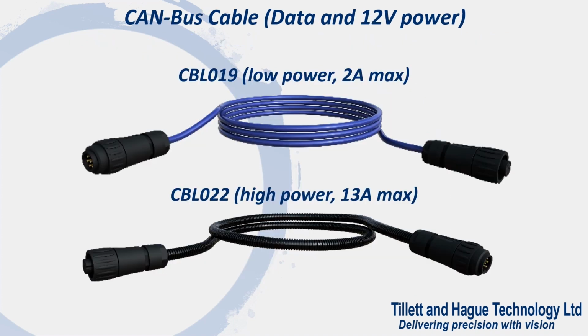To connect most CAN bus devices, you'll need a CAN cable like this. It includes both data lines and 12 volt power and is available with 2 alternative gauges of power core. The low power version is intended to just drive electronic devices, for example a condition monitoring board, and the high power version has sufficient capacity to drive some hydraulic valves along with some controlling electronics, such as a hydraulic rotor board.